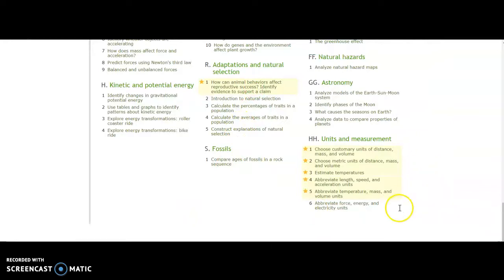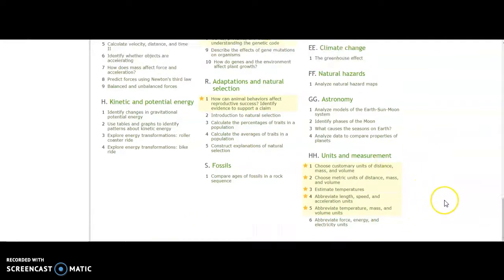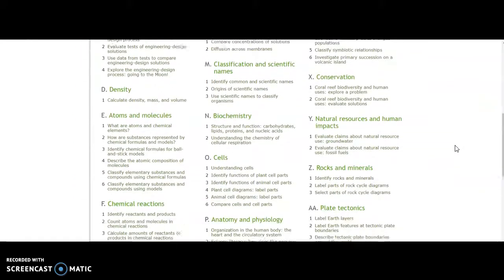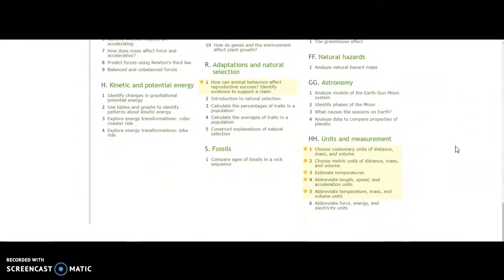As for this units and measurement, this is one that you can do at any time, as well as the one up here with lab tools. If you don't do those on your own, do understand that those ones will come up in the future, because some of you are still struggling with identifying lab tools, knowing the difference between a beaker and a graduated cylinder. And some of you are still struggling with units of measurement, knowing the base units for mass, for volume, okay? So these are for your benefit.